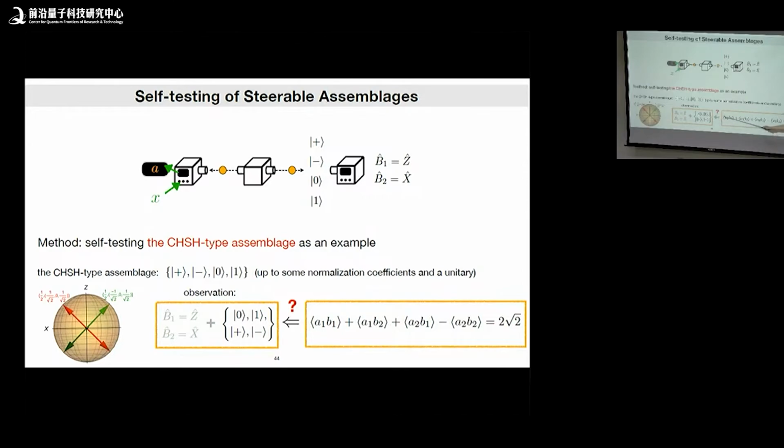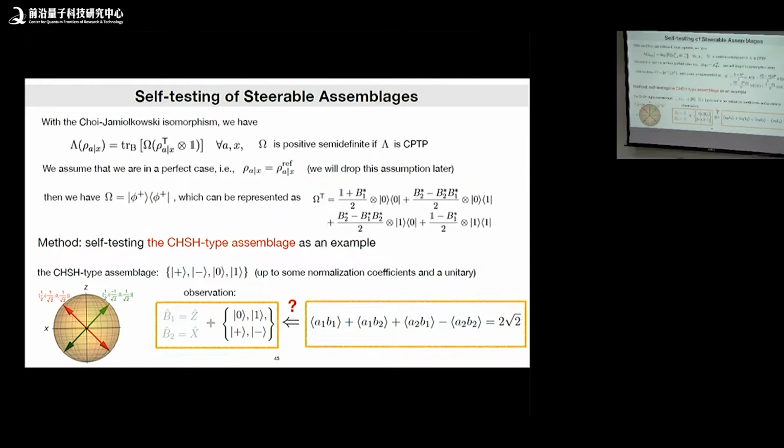Our self-test question is in the reverse way: if we obtain the maximal violation of the CHSH inequality, can we still judge that the states received by Bob are 0, 1, plus and minus? This is what we want to ask. Okay, so the answer is yes. And here I will take a few minutes to introduce how the procedure works.